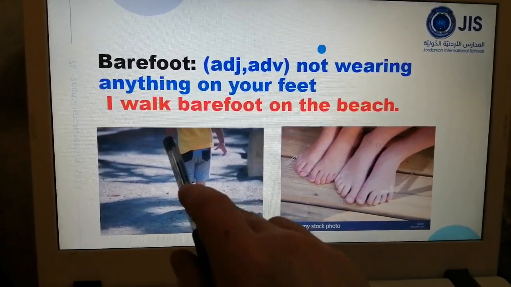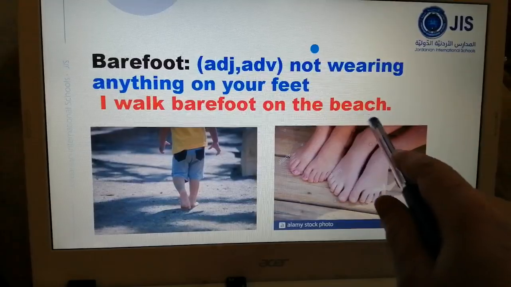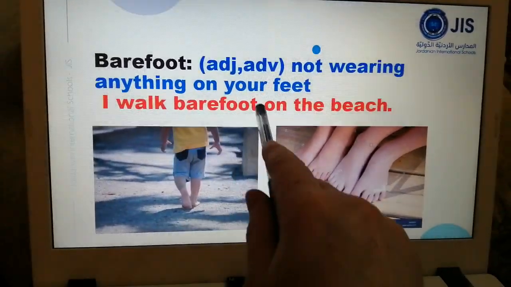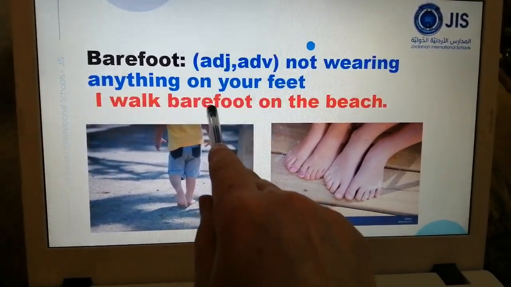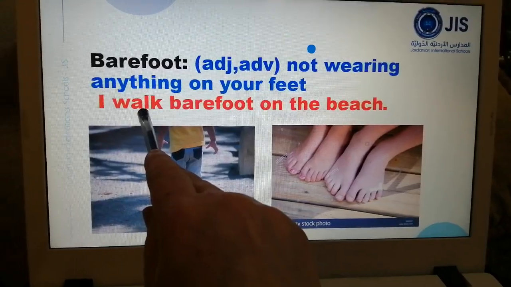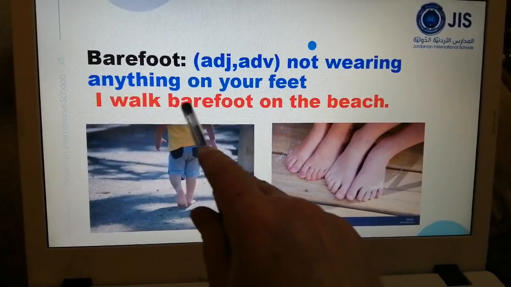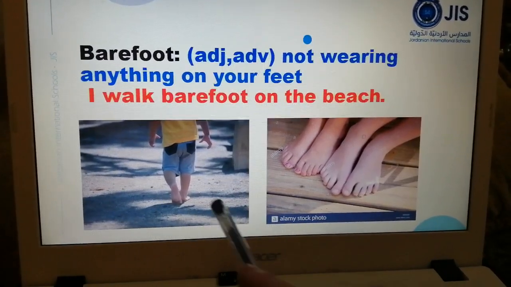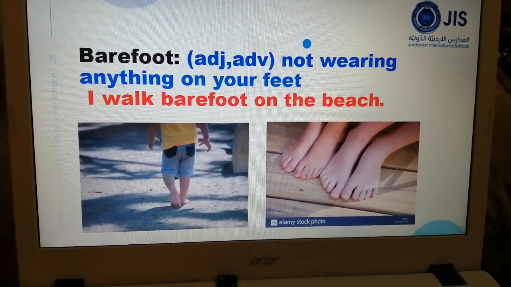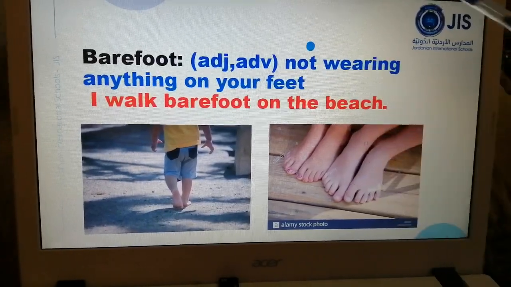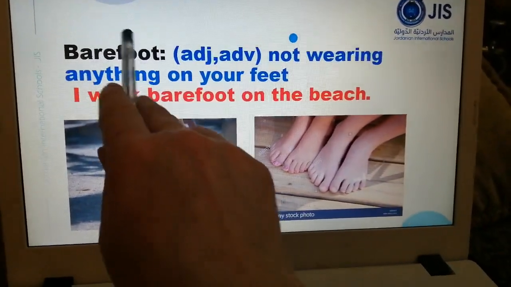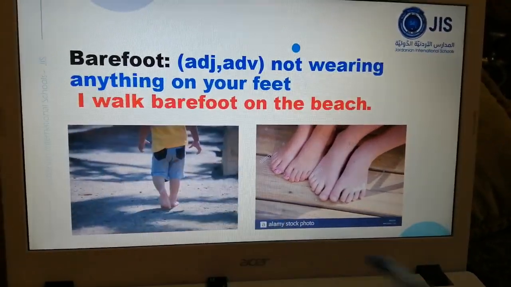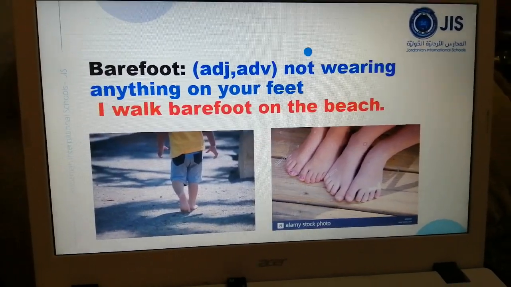Okay? Here, for example, I walk barefoot on the beach. Here, barefoot is an adverb because I use it to describe the action verb walk on the beach, which means without wearing anything on my feet. Okay, so that's the meaning of barefoot, and it's an adjective or an adverb. Two words together make a new compound word, and it's a closed compound word.